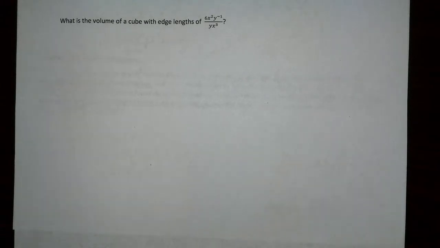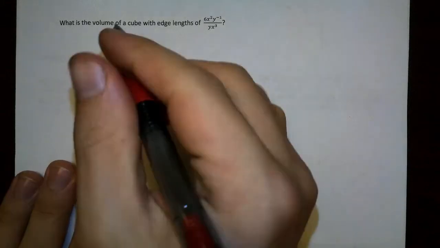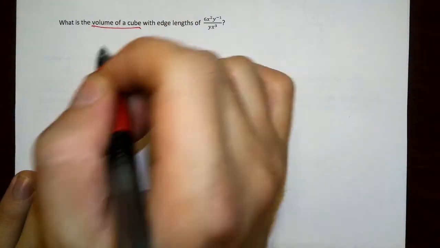So what is the volume of a cube with edge lengths of 6 times x to the power of 2 times y to the power of negative 1, all divided by y times x to the power of 3? So let's go ahead and first, what are they asking for? What do they want? What are they looking for? What is the volume of a cube?